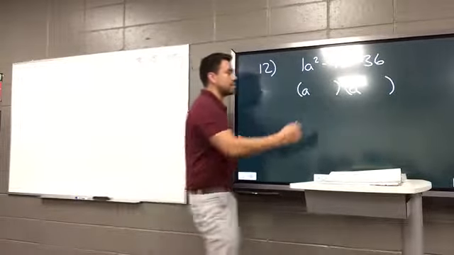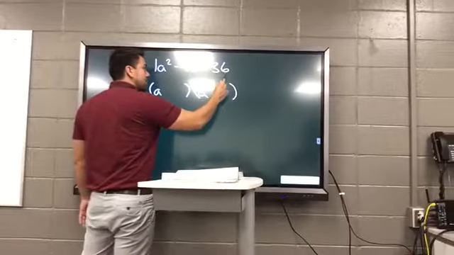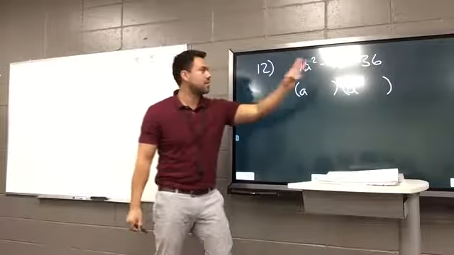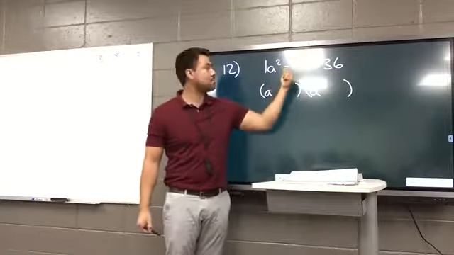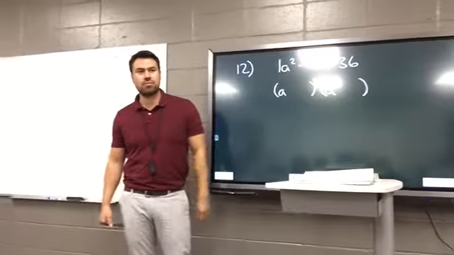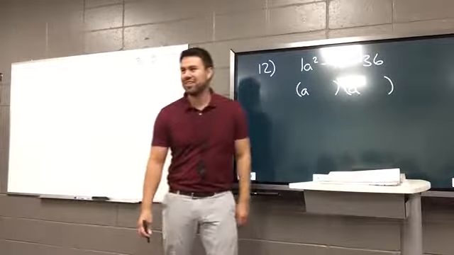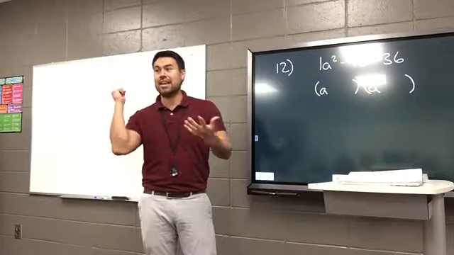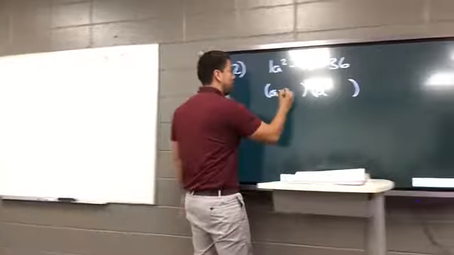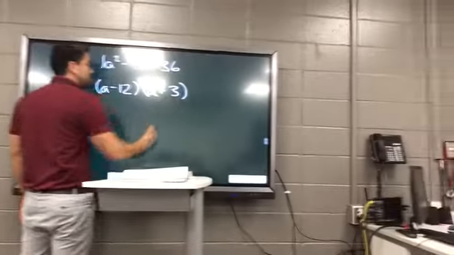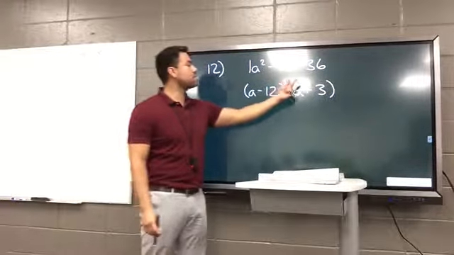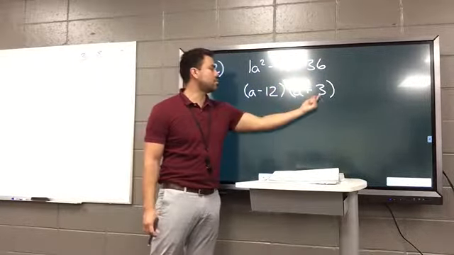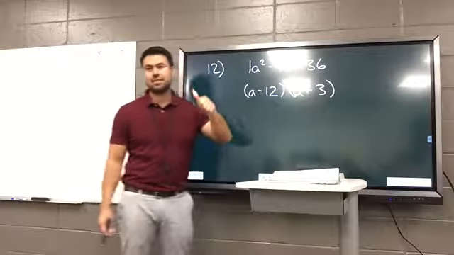And then all you have to do is ask, what are two factors of negative 36 that add up to be negative 9? So that's all you're doing. Two factors that give me negative 36 that add up to be negative 9. Negative 12 and positive 3. What's negative 12 times 3? What's negative 12 plus 3? It fits.